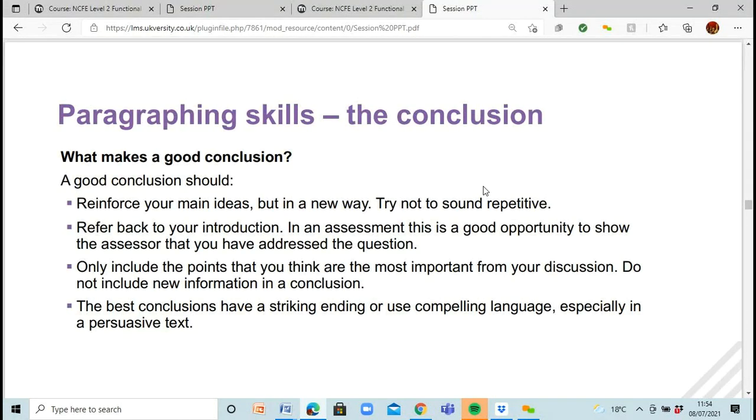Then we've got the paragraphing skills, the conclusion on this. A good conclusion should just reinforce your ideas. Don't be repetitive, but reinforce what you've said. Refer to your introduction, but it's a good opportunity to assess what you've said and address the question, and say, this is what I was talking about. Only include certain points that you think are important. And a really good conclusion will have a striking ending, or compelling language, especially if you're using it in persuasive text.